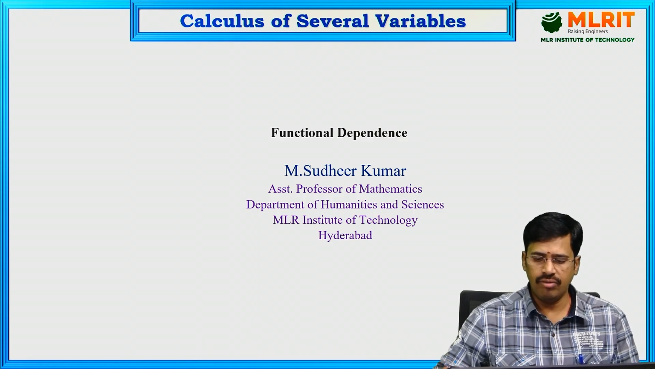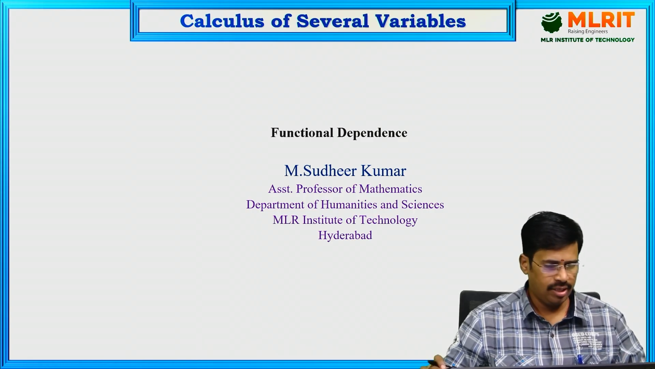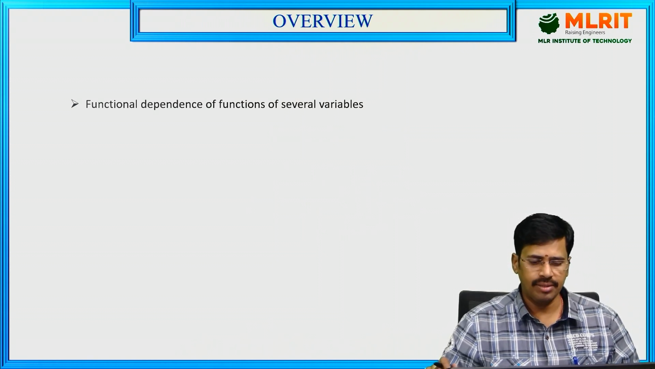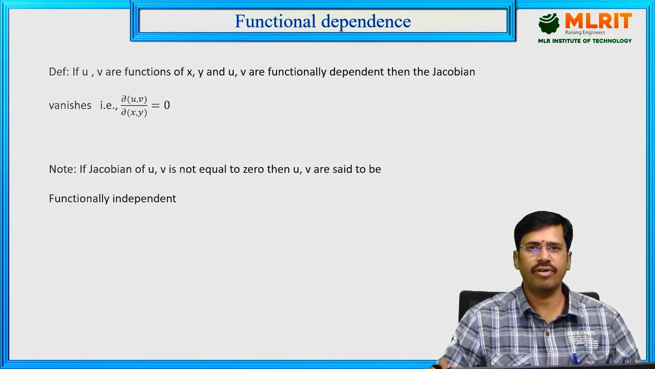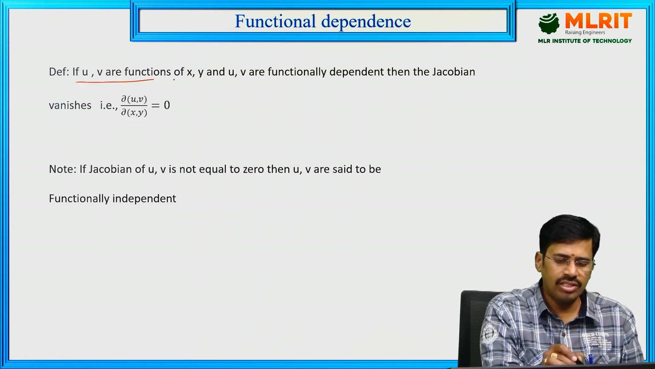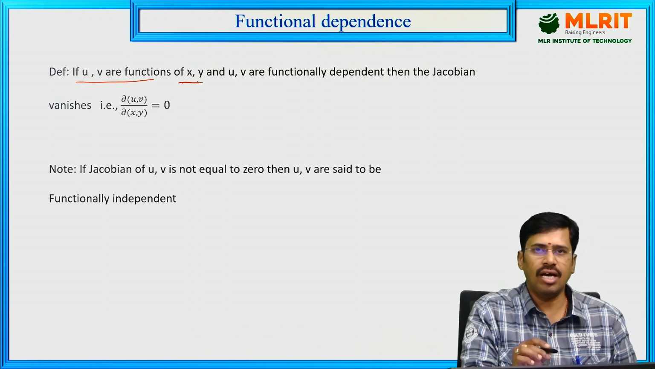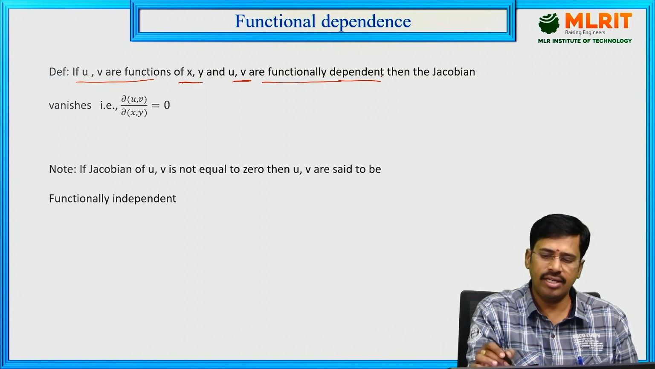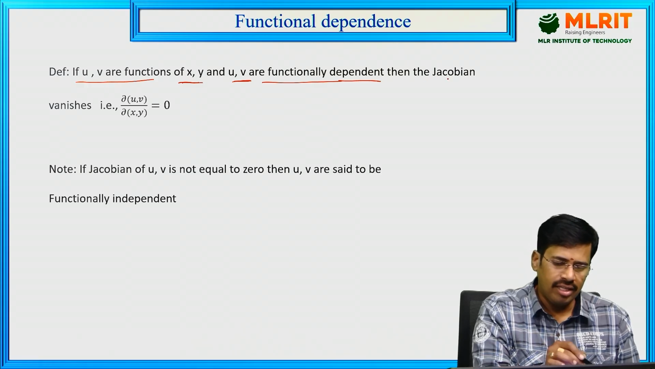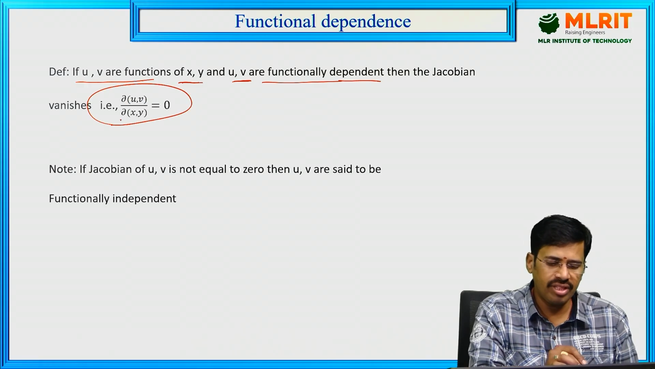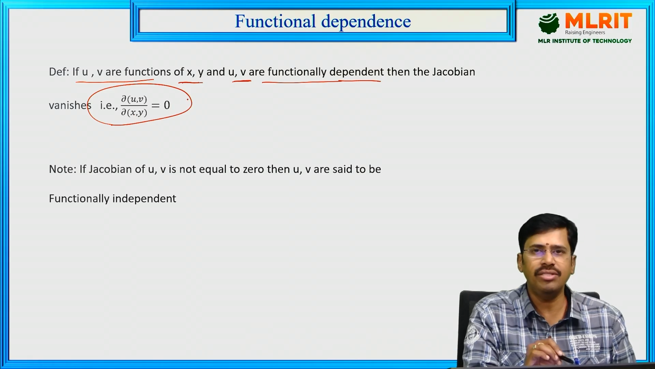In this lecture, we are going to cover the topic functional dependence of functions of several variables. Let us see the definition of functional dependence. If u, v are functions of two variables x, y and u, v are said to be functionally dependent, then the Jacobian vanishes. That is, the Jacobian of u, v with respect to x, y will be 0.